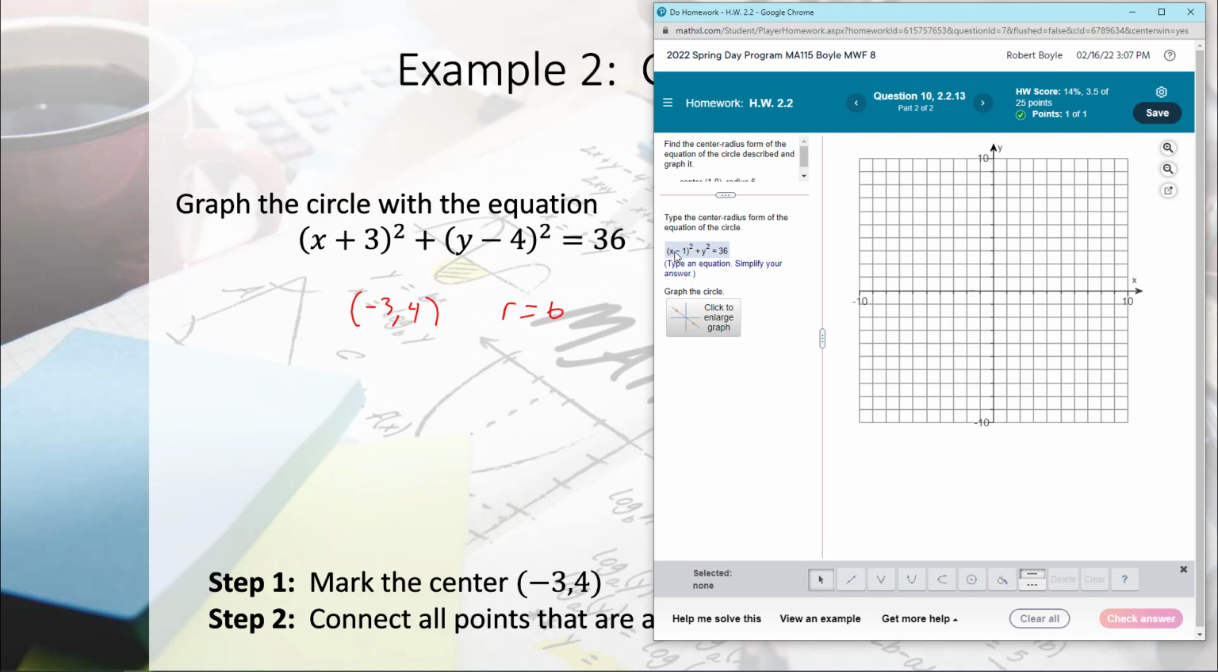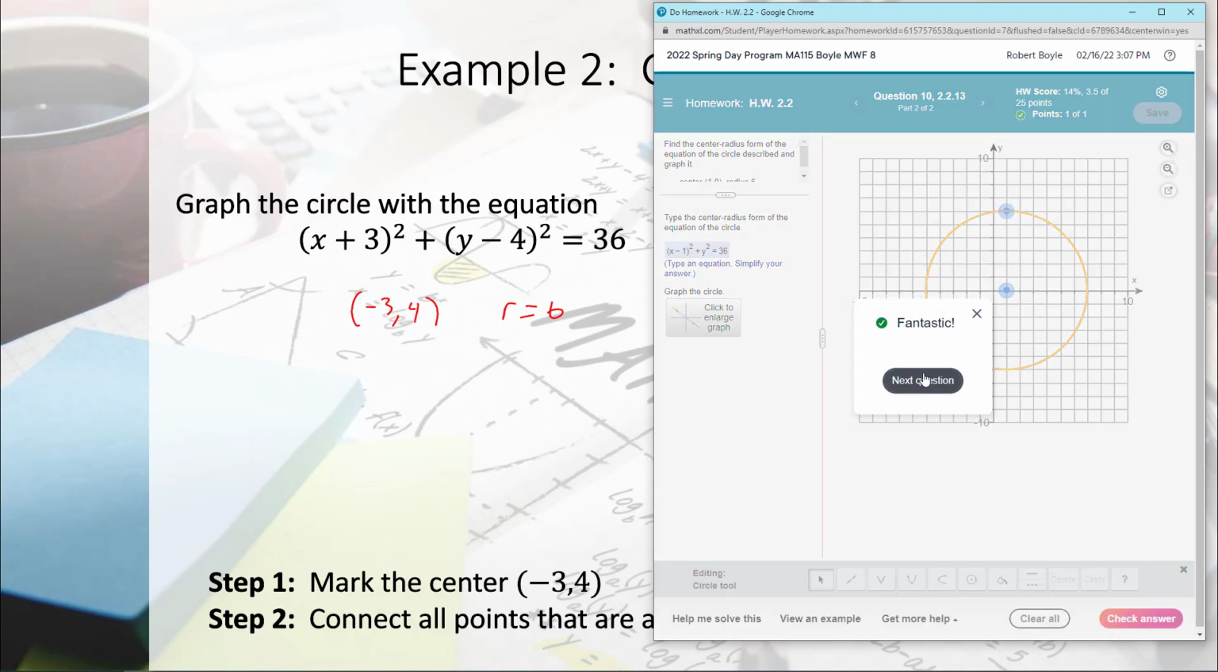So once again, we have x minus 1, so the center is at 1, and y minus 0, so the y-coordinate is 0. So we want to click on a circle tool, and we want to find 1, 0, which is right there. Now notice that this is 36, so that means our radius is the square root of that, or 6. So I want to go 6 units, either up, down, or side to side. So I'm going to go up 6. That's 1, 2, 3, 4, 5, 6. I can check my answer, and as you can see, it worked out just fine.